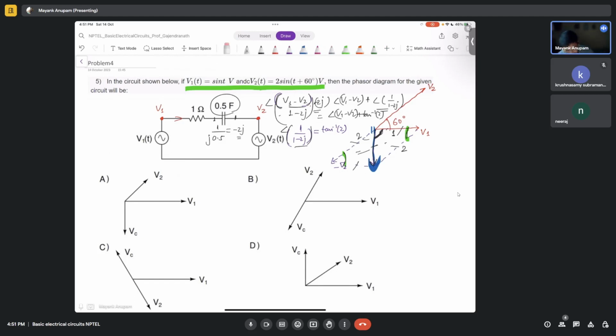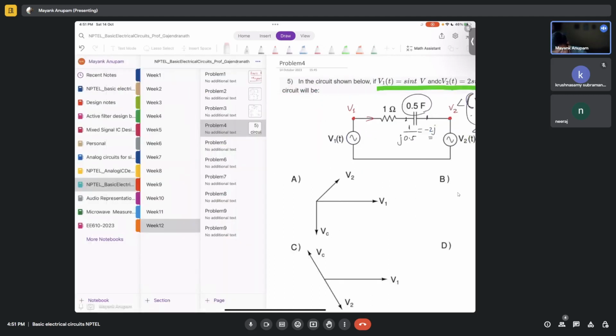So phasors are very easy. You can visualize phasors as simply vectors, which will be rotating with the angular velocity of omega, because that's how you have to understand these phasors.